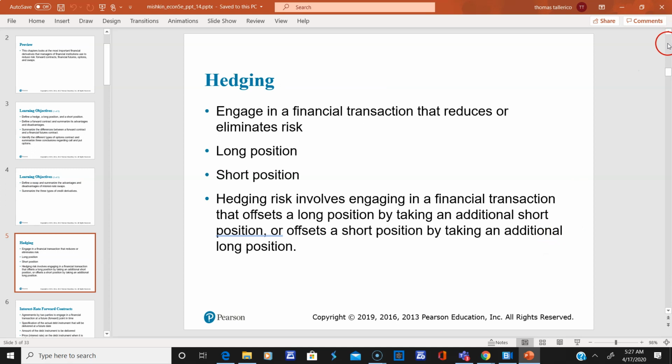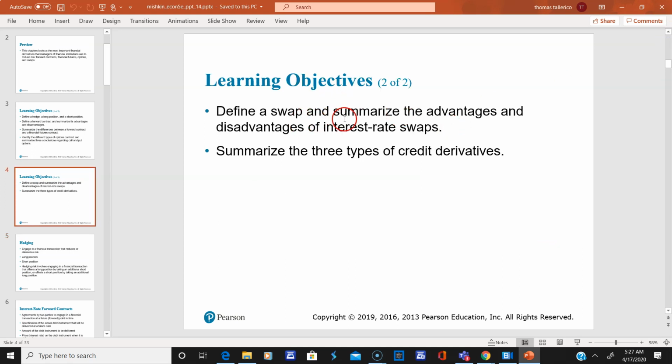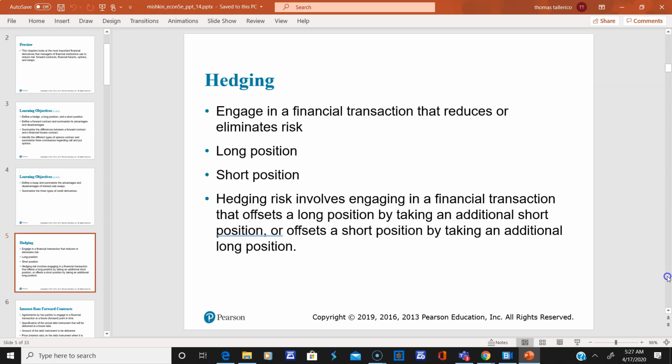Let's jump ahead a little bit. And then we'll look at a swap. We'll define what a swap is. And interest rate swaps, basically, you take a position in an interest rate swap so you can get out of a high interest rate and go into a lower interest rate if you have a loan. So you have interest rate swaps. And then we'll talk about three types of credit derivatives. Okay, so there's many different types of derivatives, and we could spend a whole semester talking about that.